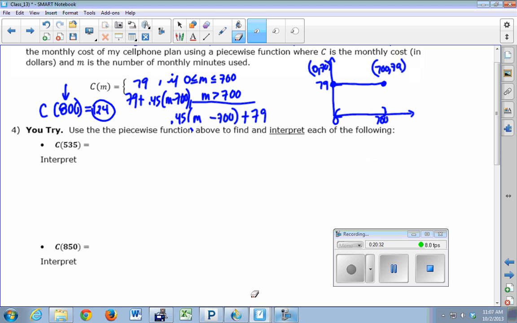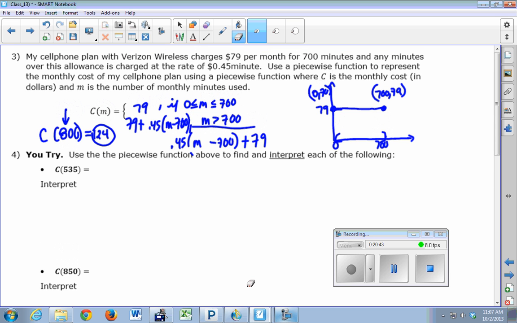So let's figure out C of 535 together. Let's do C of 535. So someone want to lead us to find the cost when we have 535? Oops. So how would I draw the rest of this graph? The rest of this graph is going to have a positive slope, and it's just going to continue on forever and ever. So it looks just like that.